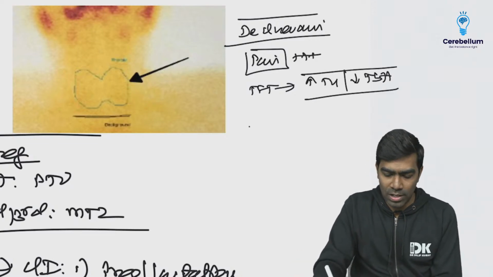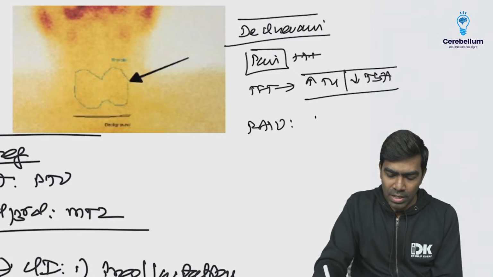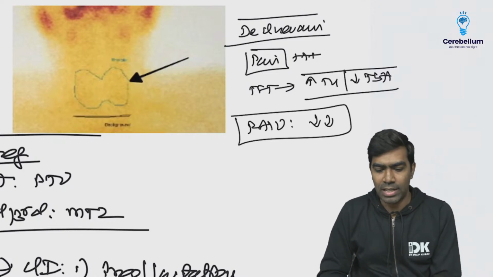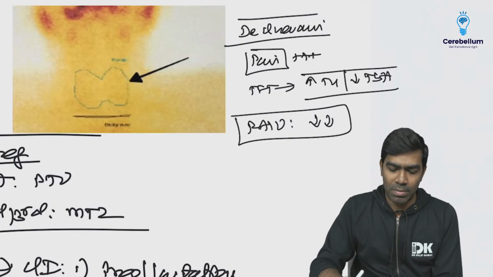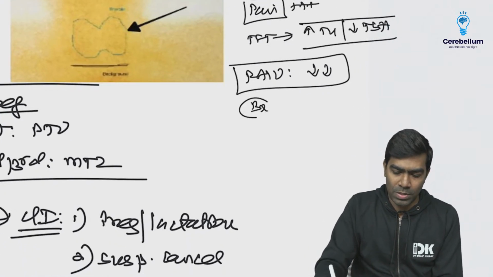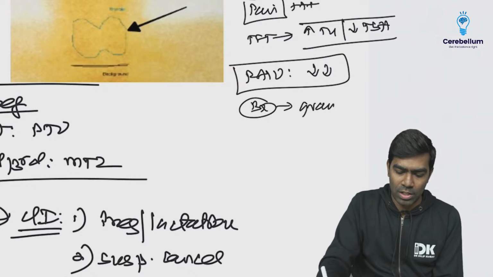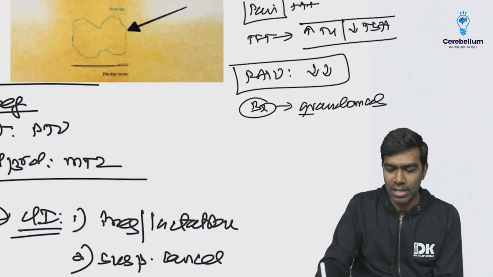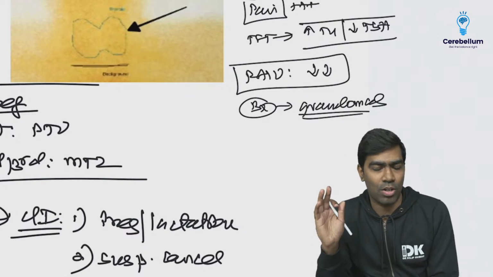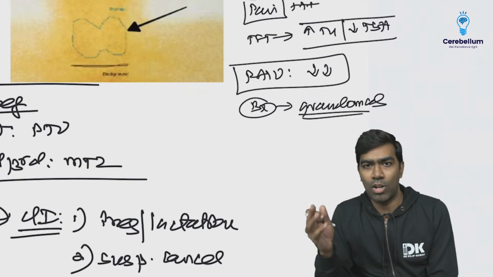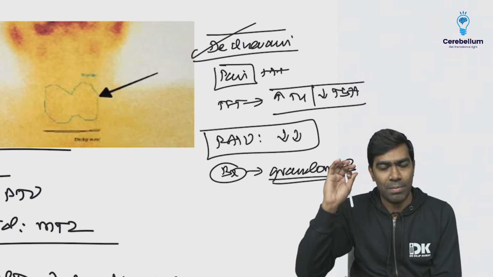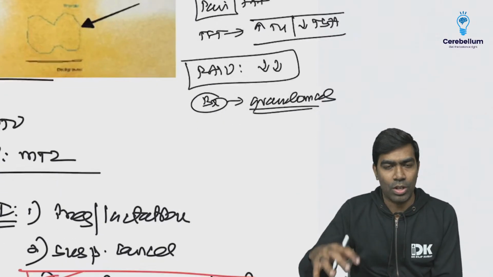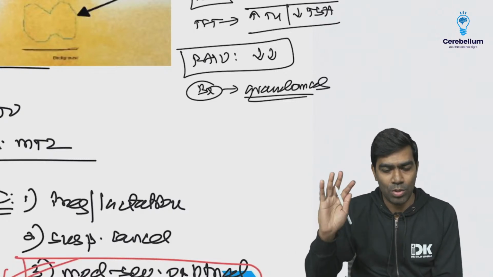But how will you differentiate? Radioactive iodine uptake will be low. That's a very important point. In any thyroiditis, radioactive iodine uptake will be low. But the ultimate confirmation will come from biopsy, where you will see granulomas. That is why de Quervain thyroiditis is also called subacute granulomatous thyroiditis. I'll repeat, subacute granulomatous thyroiditis. So painful gland, thyrotoxic picture, with reduced radioactive iodine uptake, biopsy showing granulomas, that is de Quervain thyroiditis.